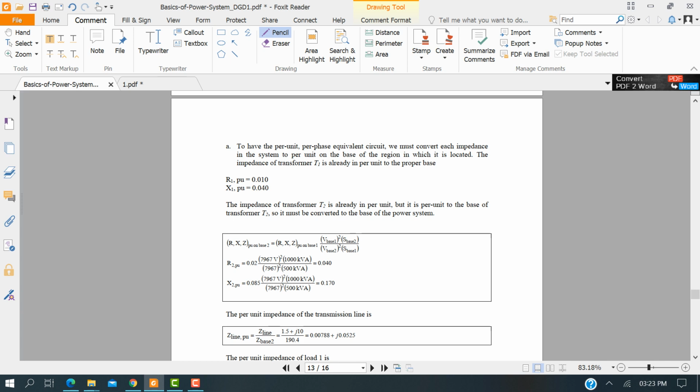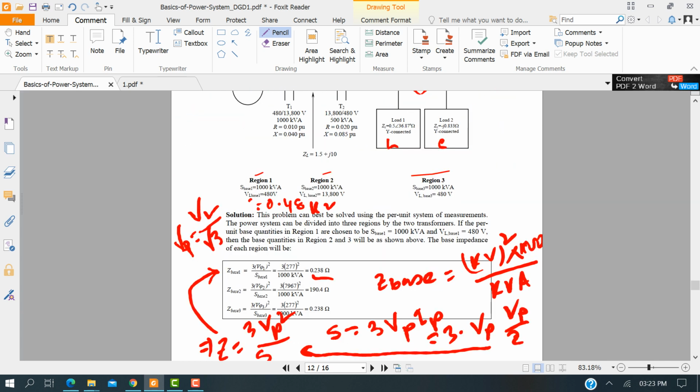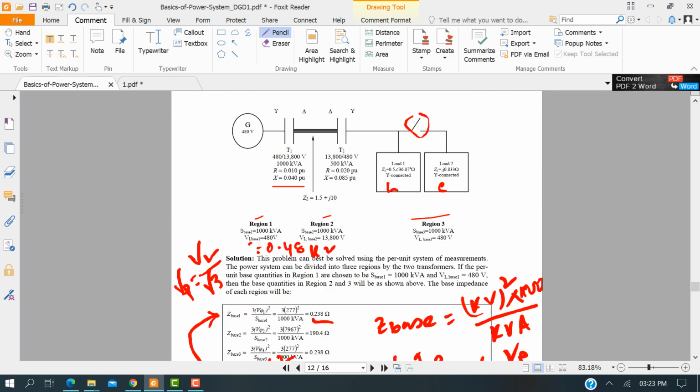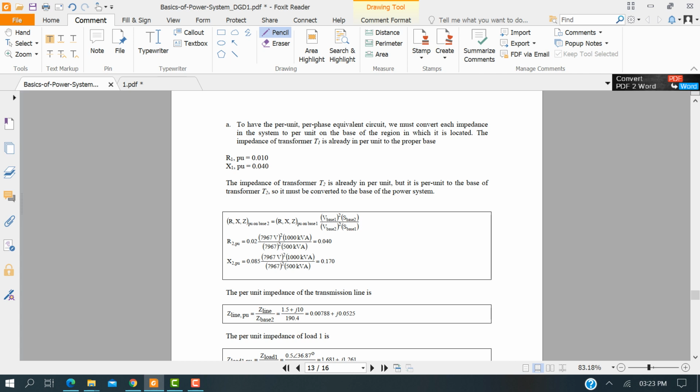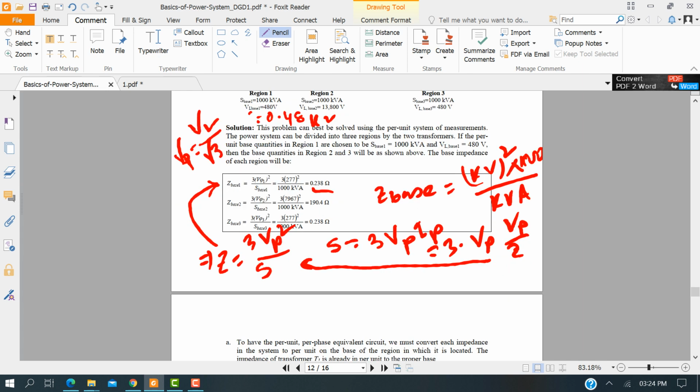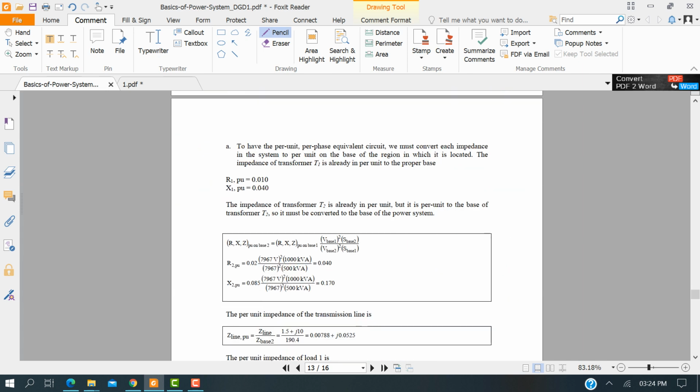The per unit value is already given for transformer 1, shown up here for the transformer section. For transformer 2, the per unit values are already given, 0.01 and 0.04. So now we have to find the values for region 2. As I said earlier, if we have more than one component, here a generator element, transformer 1, transformer 2 and a transmission line, we have to follow the formula that I showed earlier.